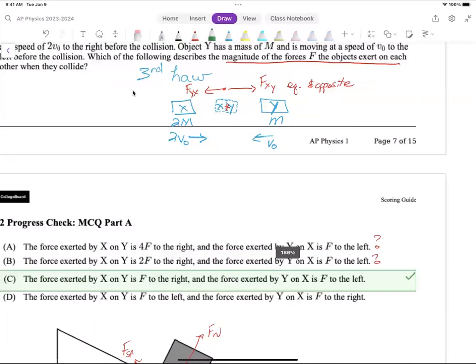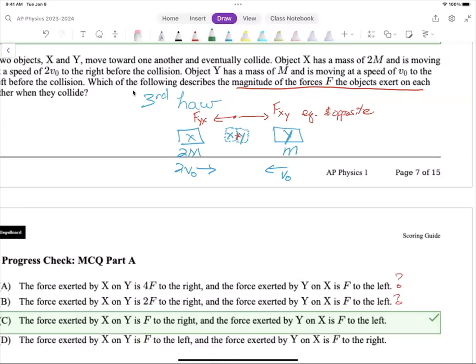So here's a picture that I drew. I have 2m, the mass of X, moving to the right at 2v0. I have the Y object, mass m, moving to the left at v0. And we want to know, the question had to do with the forces acting on each other when they collide.